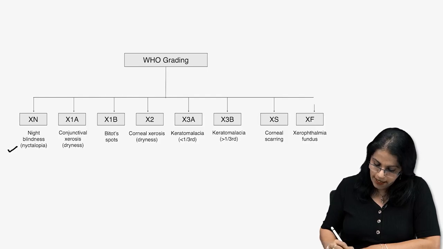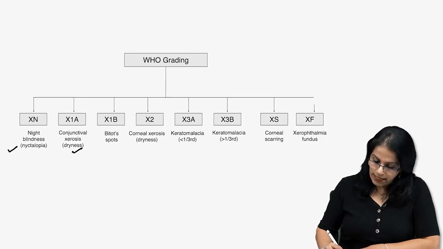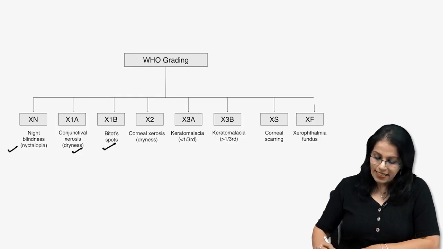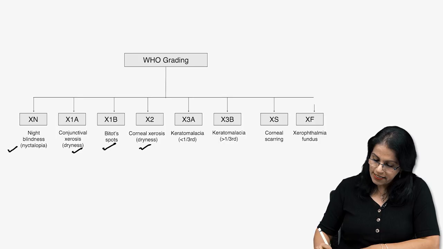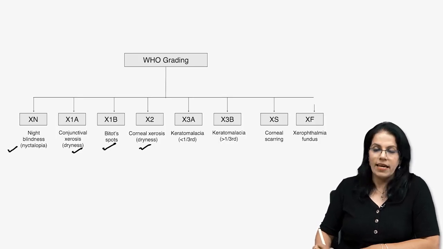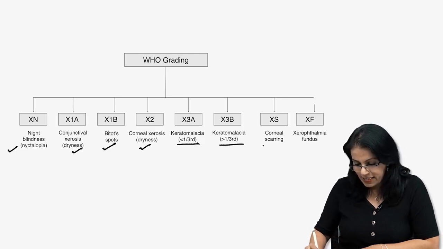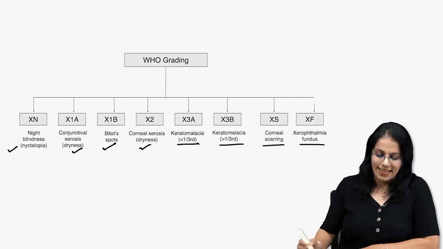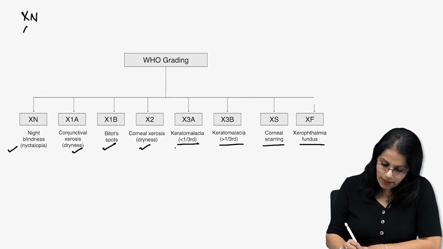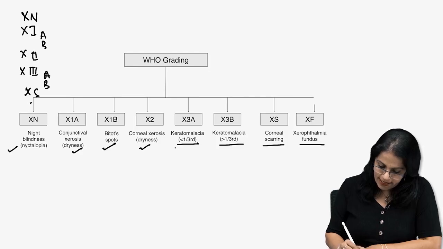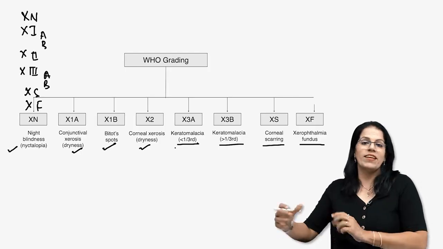What is XN? Night blindness or nyctalopia. Then there is dryness, that is conjunctival dryness. When there is extreme dryness, what do you call that? That triangular patch is Bitot spot, right? Then we come to corneal xerosis. Then comes X3A and 3B. 3A is keratomalacia less than 1/3 of the cornea, and B is more than 1/3. XS is scarring and XF is xerophthalmic fundus. So, if you are used to writing like this, you can write it this way as well. Easy to learn like this, X2, X3, A B again, okay, then XS and XF. This one looks very elaborate.